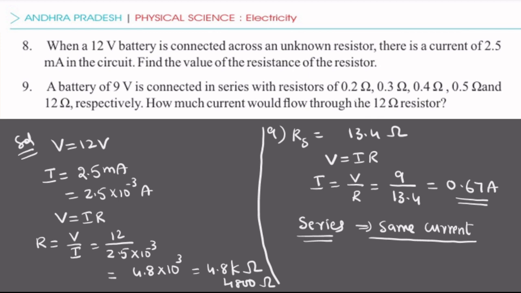So in the 0.2 ohm resistance and the 0.3, 0.4, 0.5 and 12 ohms resistances, the same amount of current flows. So what is the question asking? How much current would flow through the 12 ohms resistor?